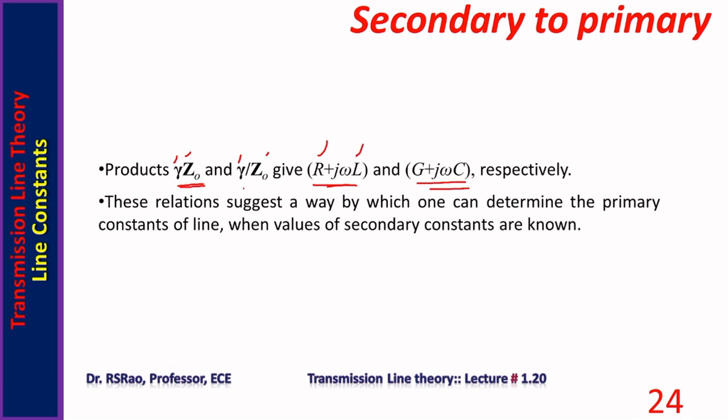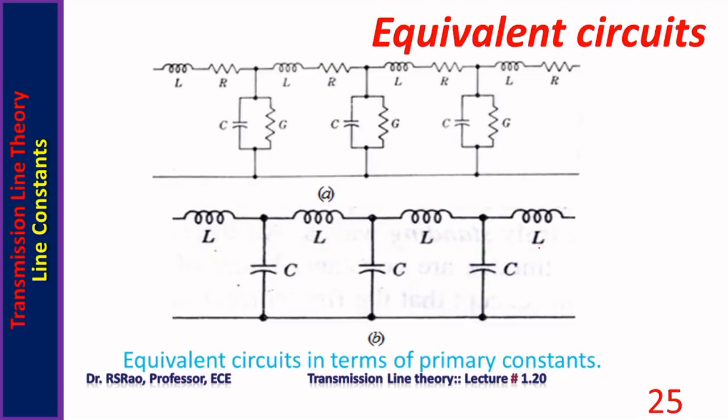Same is the case with gamma by Z0. You will be getting G plus j omega C. The real part straight away gives you G. By dividing the imaginary part by omega, we will be getting capacitance. These relations suggest a way by which one can determine primary constants of the line when values of secondary constants are known.